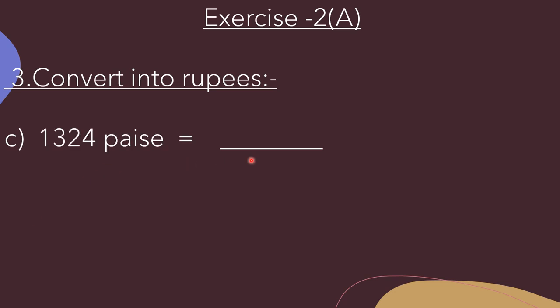Okay, now in C part, it is given 1,324 paise is equal to dash. So we have to find out that 1,324 paise is equal to dash rupees. Okay, so we need to write the last two digits as paise and 13 as rupees. So how we can write it like rupees 13.24.